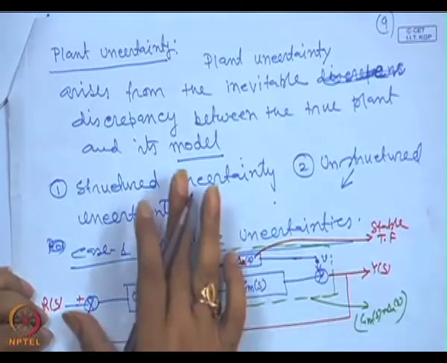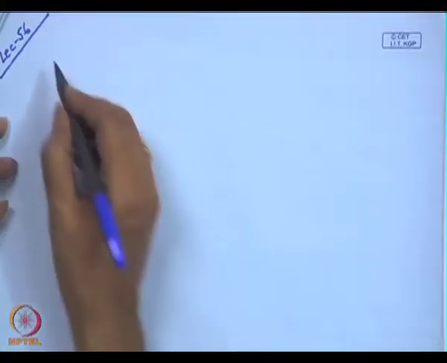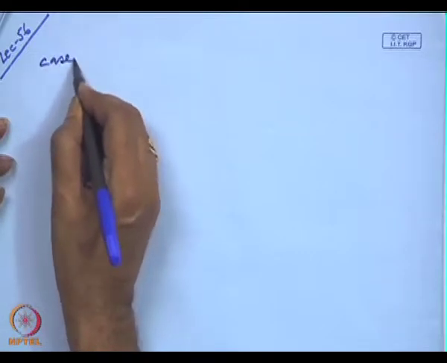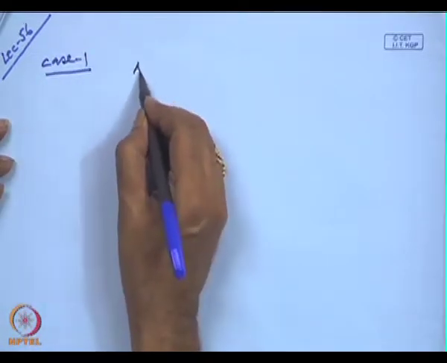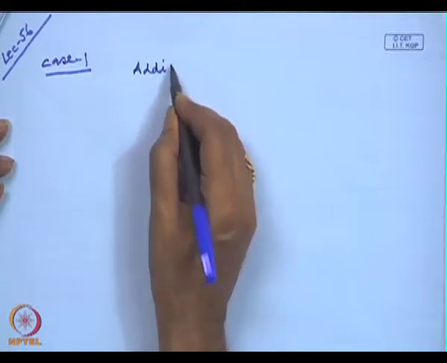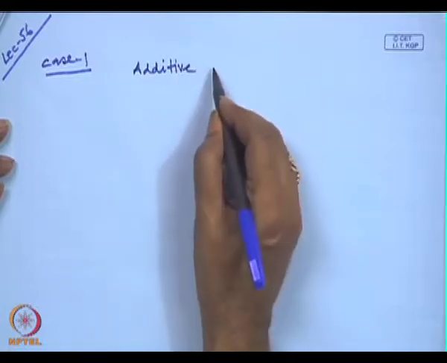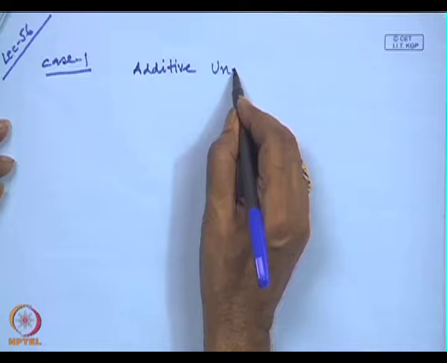Now we will study the different types of perturbation with which we can represent the discrepancy between the actual plant and the plant model. We are talking about case 1. Case 1 is additive uncertainty or perturbations.